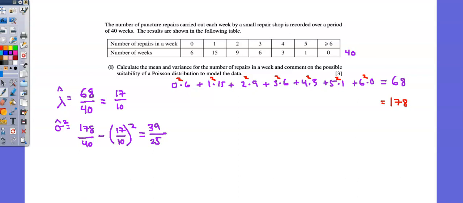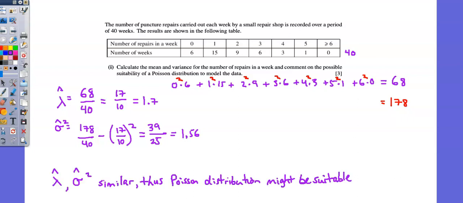Regarding the possible suitability of a Poisson distribution, the implication here is that upon calculating the estimated parameters, we'll see something that gives us insight into suitability. So let's show the equivalent decimals, 1.7 and 1.56. And I observe that these two parameters are similar, and based on the similarity, I state that a Poisson distribution might be suitable.